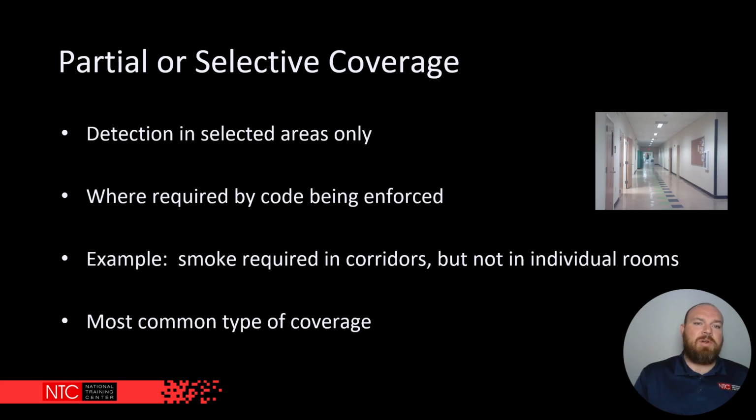Partial or selective coverage is usually how most automatic detection is done. Detection is in selected areas only. We see this being used where required by code being enforced. Most of the time, this is how we do our coverages. Smoke required in corridors, but not individual rooms because the rooms are already protected through the corridor above with the smokes in it. Now, again, this is the most common type of coverage that we have out in the field.